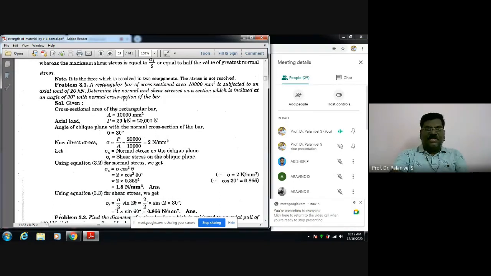So we can solve such an elementary level problem here. Please see here: a rectangular bar of cross section area 10,000 mm square is subjected to an axial load of 20 kilonewton. Determine the normal and shear stresses on a section which is inclined at an angle of 30 degrees with the normal cross section of the bar.